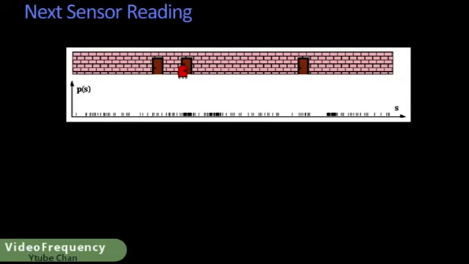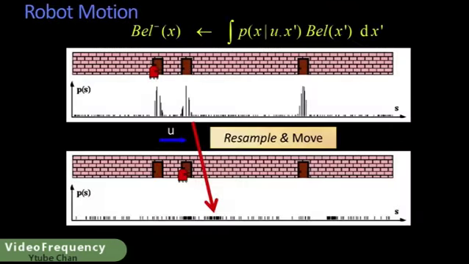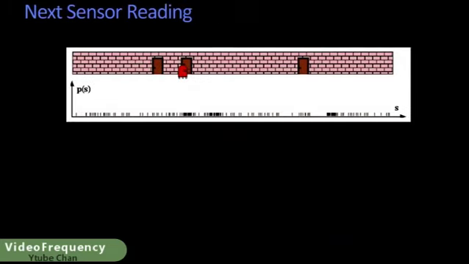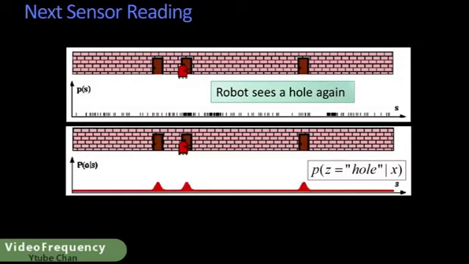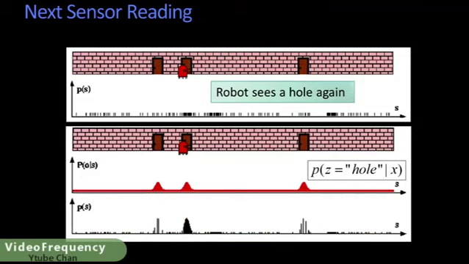Now I take another sensor reading. By the way, I just copied over, see the density on the bottom? I just copied over. That's the belief that the robot has. The robot sees another hole. So that means P of z given x is the same thing I had before, because I got the same reading I had before. I saw a hole. So, and again, I multiply, but this time I multiply the previous density by this, and you'll notice now that the robot has a lot of belief, okay, that it's actually where it really is.